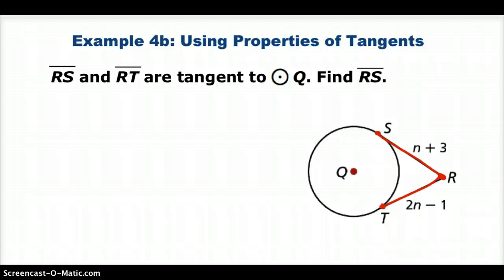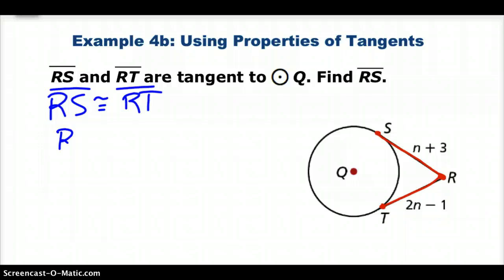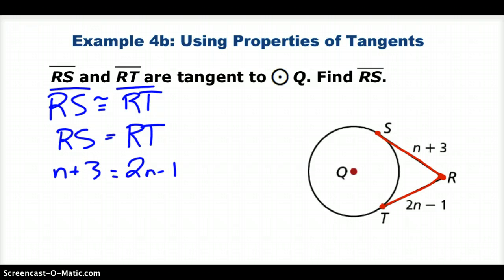So we have to be able to say that segment RS is congruent to segment RT, okay? Which is then going to tell us that these measures are going to be the same, by definition of congruent segments. We can then plug in the algebra that they give us. So they give us that RS is n plus 3 and RT is 2n minus 1. And then we can just solve.